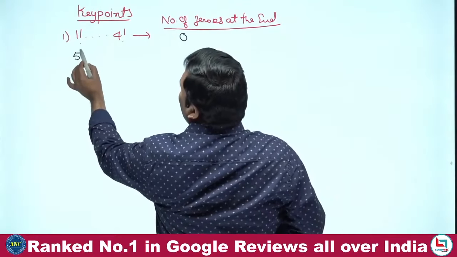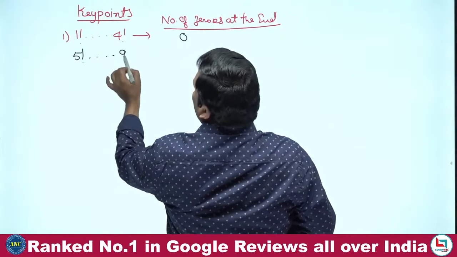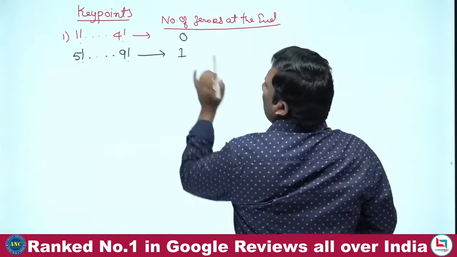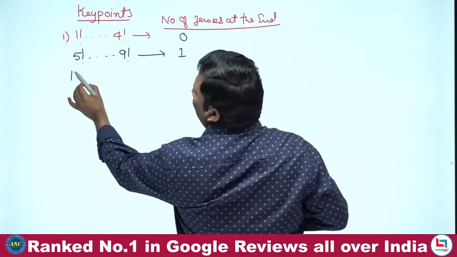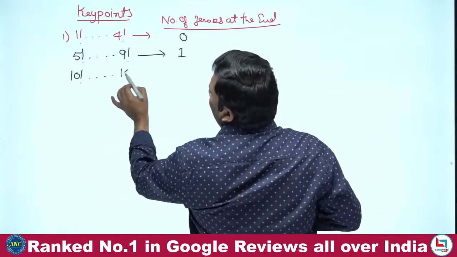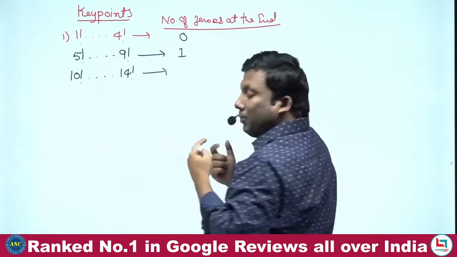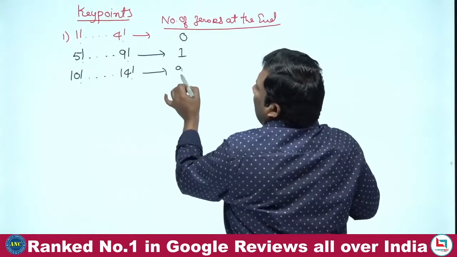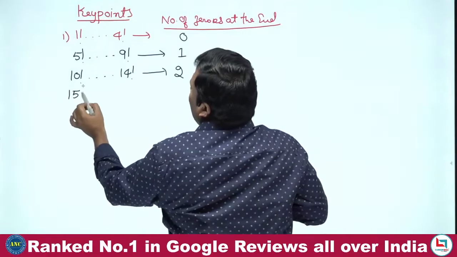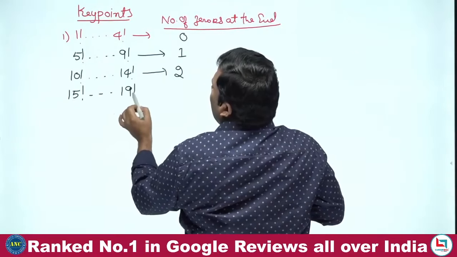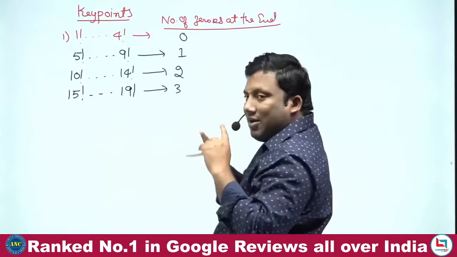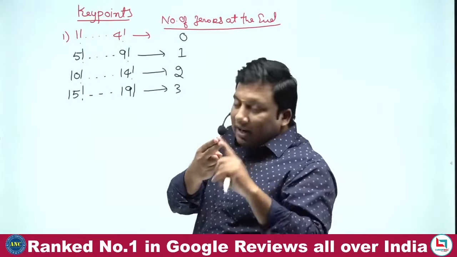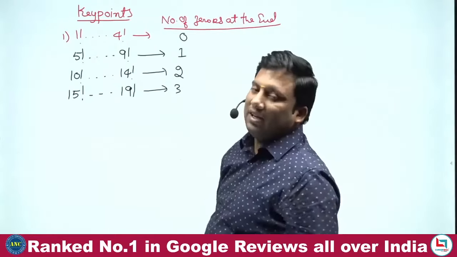5 factorial to 9 factorial: there is one multiple of 5. So here it is 1. Listen carefully, sir. From 10 factorial to 14 factorial, there are two multiples of 5. 5 ones are 5, it is present. 5 twos are 10, it is present. So it is 2. From 15 factorial to 19 factorial, it is 3. What are those 3? 15 is there, 10 is there, 5 is there. 15 is 5 into 3, 10 is 5 into 2, and 5 is 5 into 1.